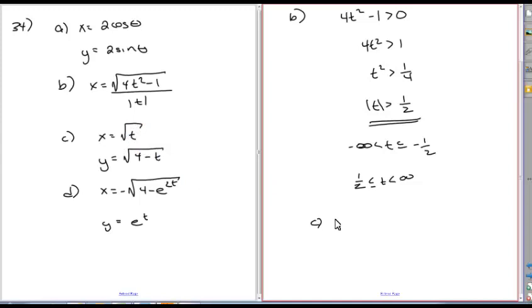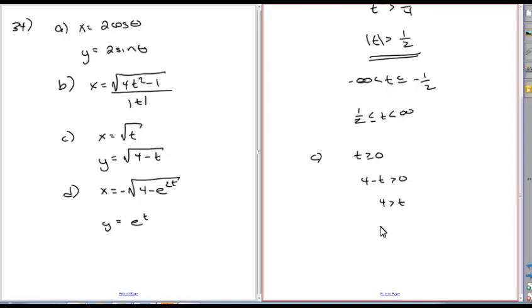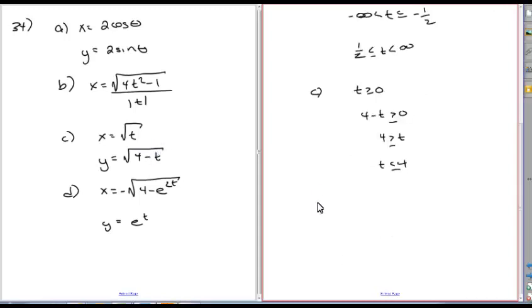For c, for one thing, t has to be greater than or equal to 0. And also, 4 minus t has to be greater than 0. So if we add t to both sides, we get 4 has to be greater than t, or t has to be less than 4, less than or equal to 4, actually. Again, you can look at this: if t is greater than 4, then this becomes negative. Okay, so those are the restrictions there.